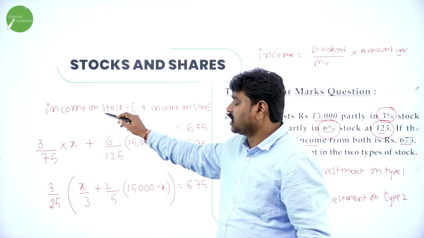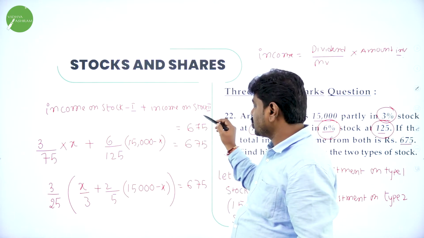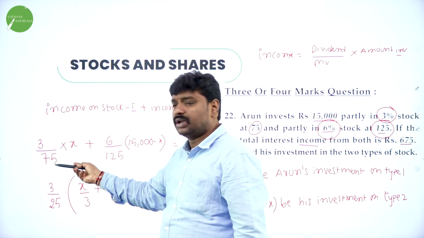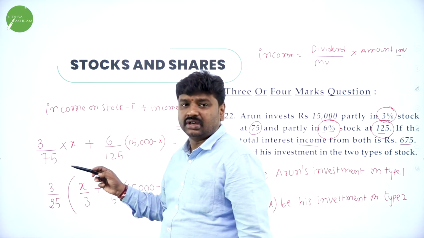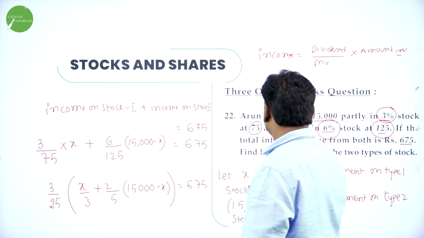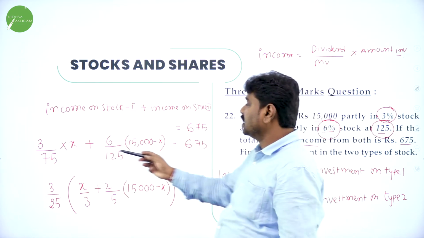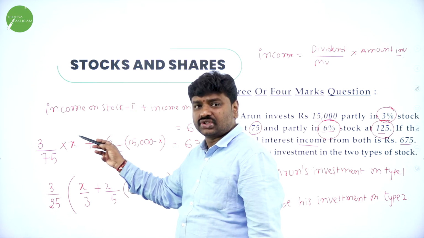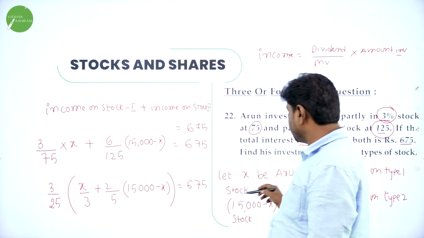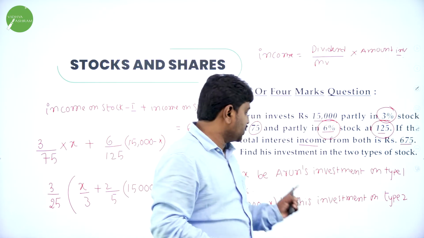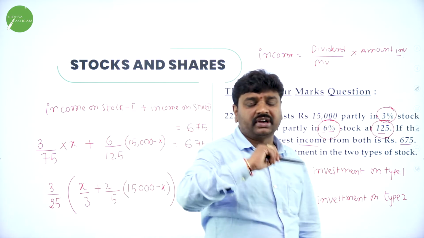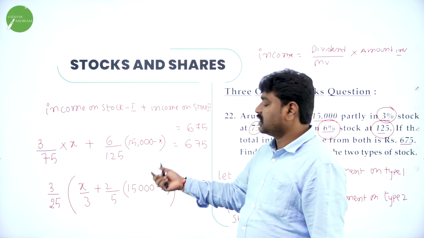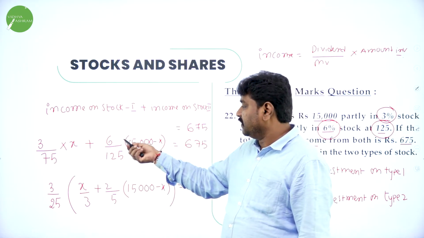Income on stock 1 plus income on stock 2 is 675. How to calculate income? Dividend divided by market value into amount invested. For the first type of stock, they give dividend is 3%. So 3 by market value is 75 and amount invested is x. We don't know, we assume. Let us assume. That's why in the beginning I told that x be the amount invested by Arun on type 1 stock.